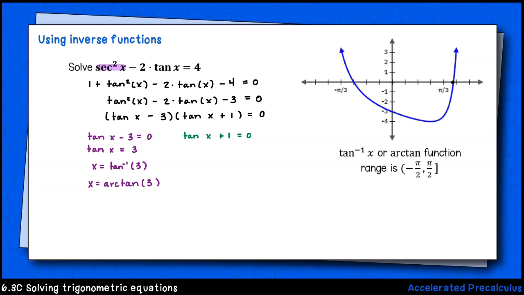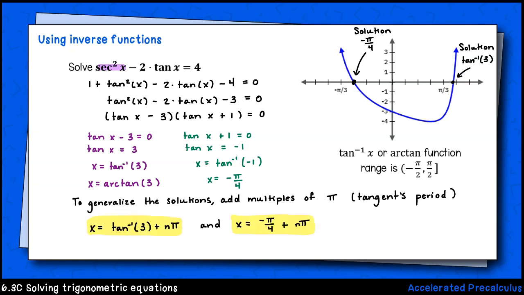or arctangent of 3. In green, on the right, we're looking for the angle where tangent is equal to -1. I can write that equation using the inverse tangent function as x equals arctangent of -1, or inverse tangent of -1. In this case, due to the range of arctangent, my solution will be x equals negative pi over 4. We generalize each of our solutions using plus n pi, which is due to the period of the tangent function being pi radians.